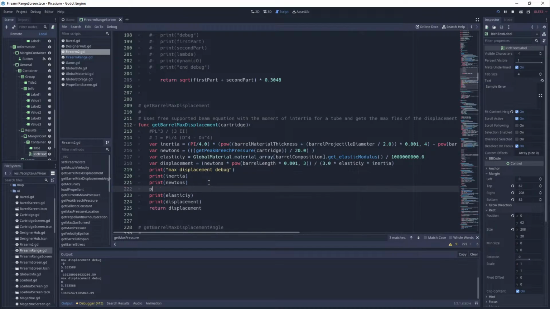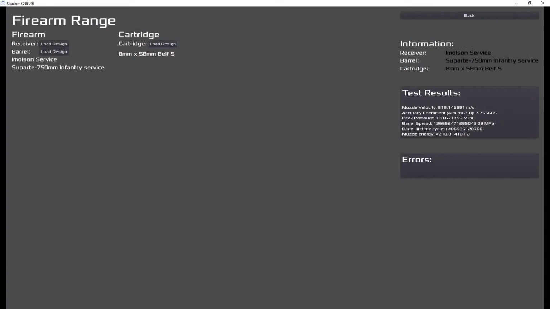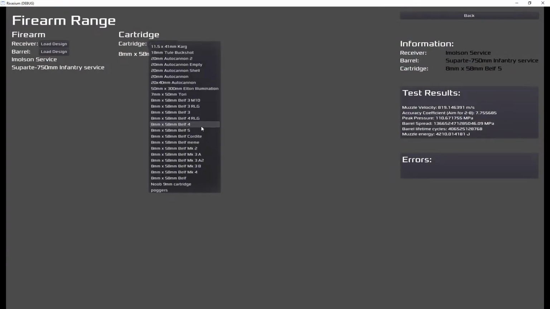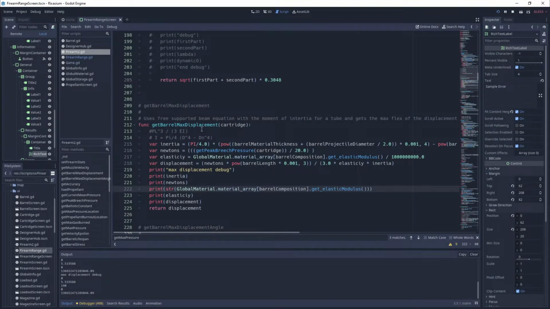So before we have the elasticity, let's just print our lovely guest here. The nice and great elastic modulus. Please give it a round of applause. 190.